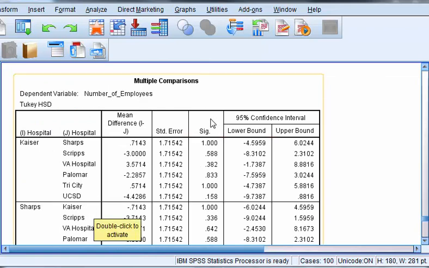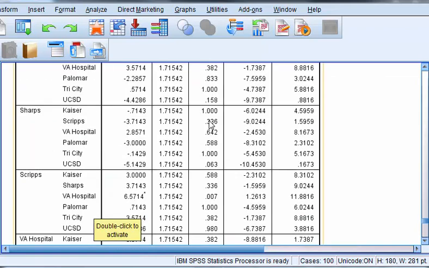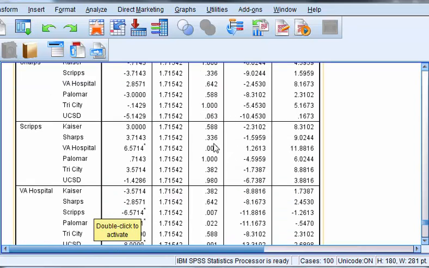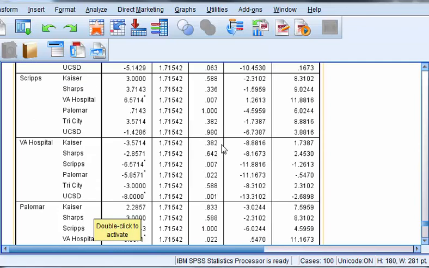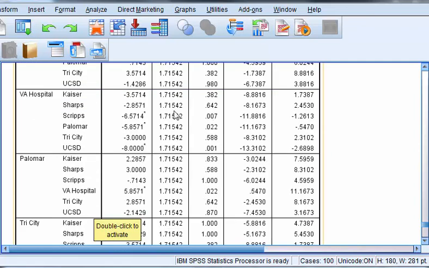The post hoc test will tell us exactly where. So how I do it is I simply look down the SIG column. Nothing, nothing, nothing, nothing. That one's close. Ah, there we go, .007. So what this is saying is there's a significant difference in the number of employees between the VA hospital and Scripps. See that? Scripps versus VA, there's the significance value. So Scripps and VA, let's see if there's anybody else. Now this one will be the VA versus Scripps. They're just backwards of each other.